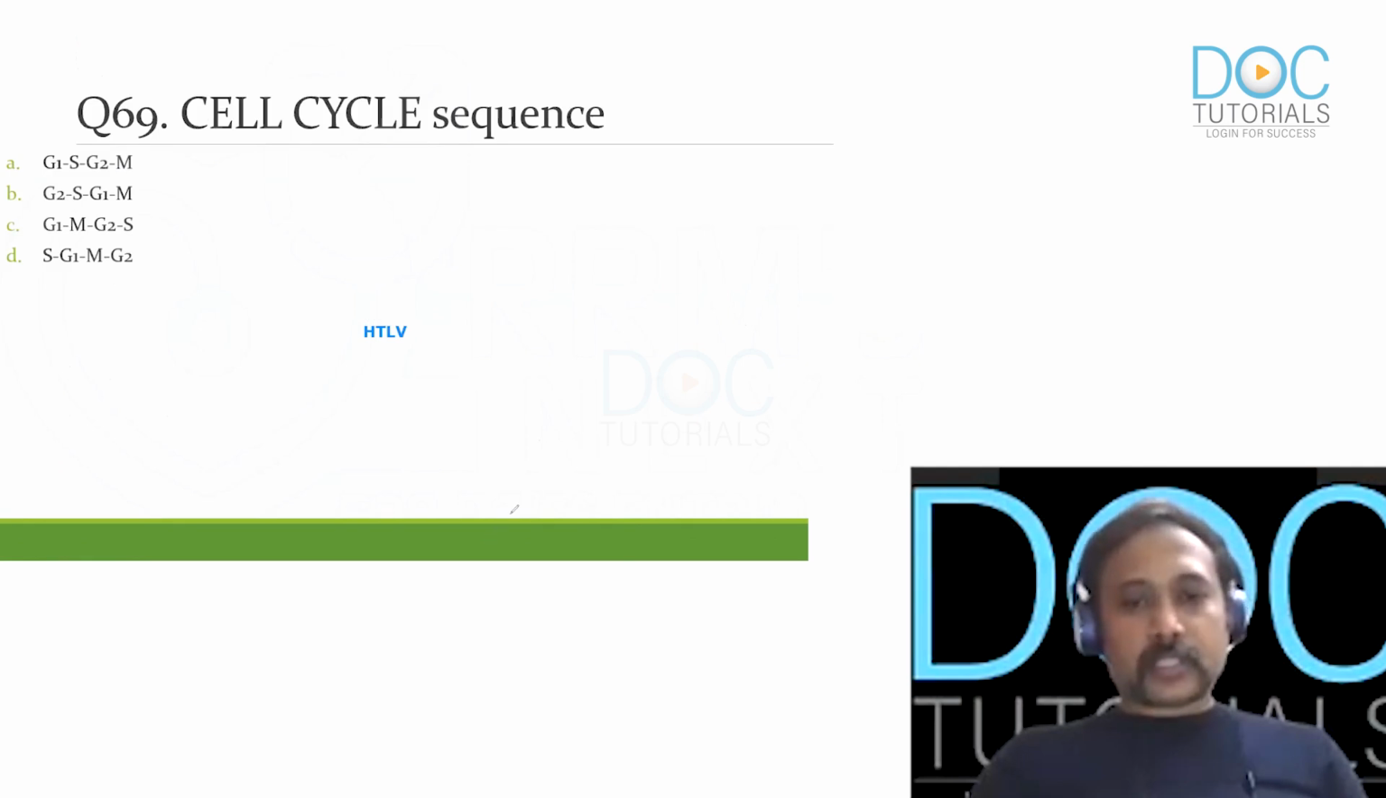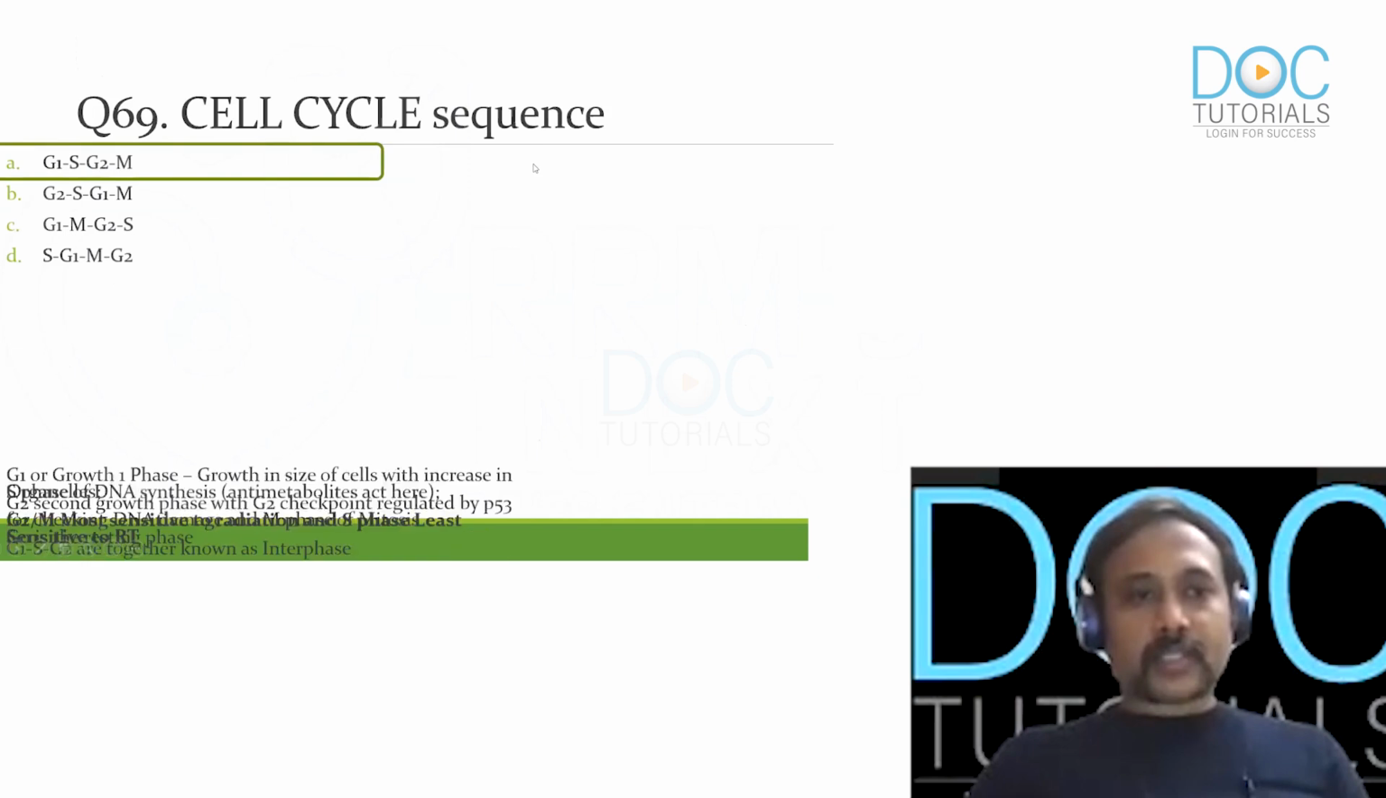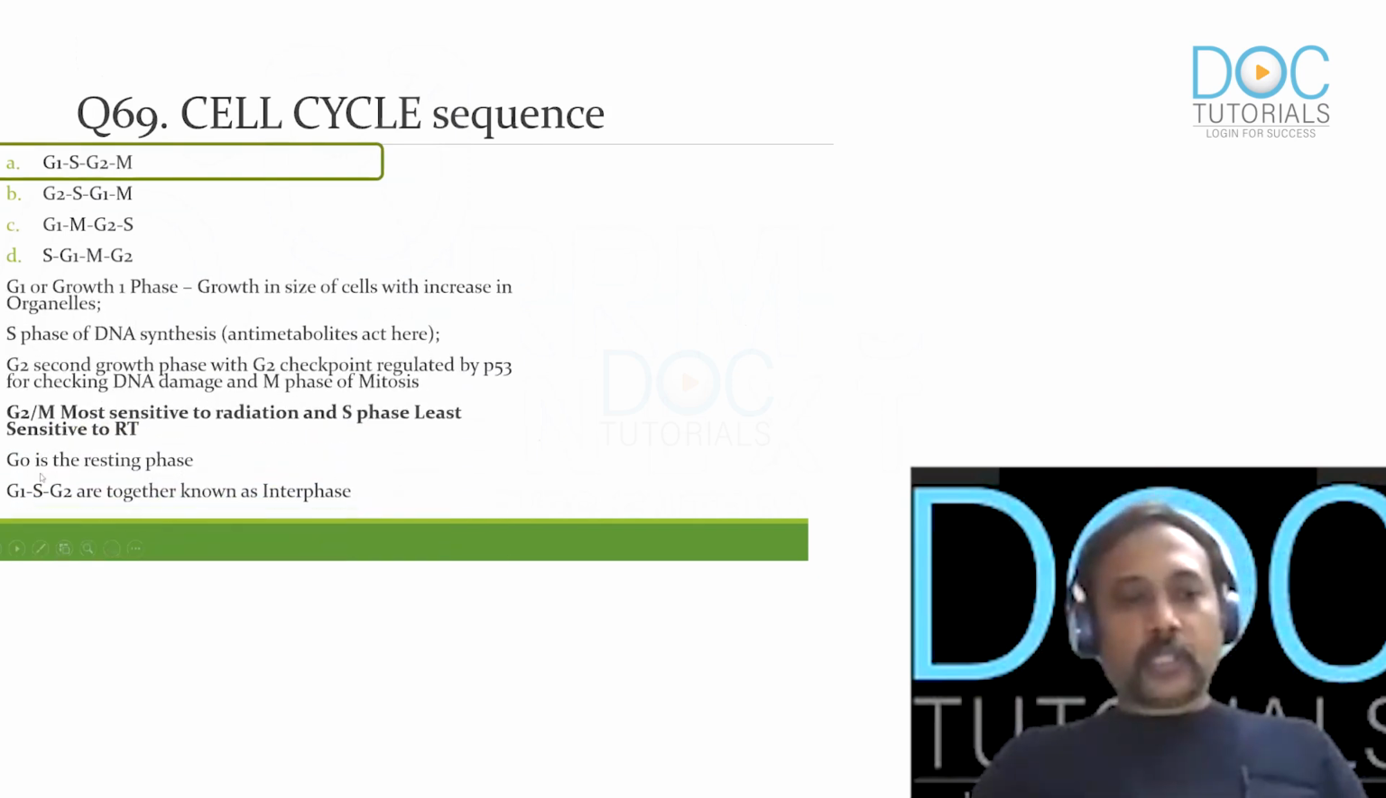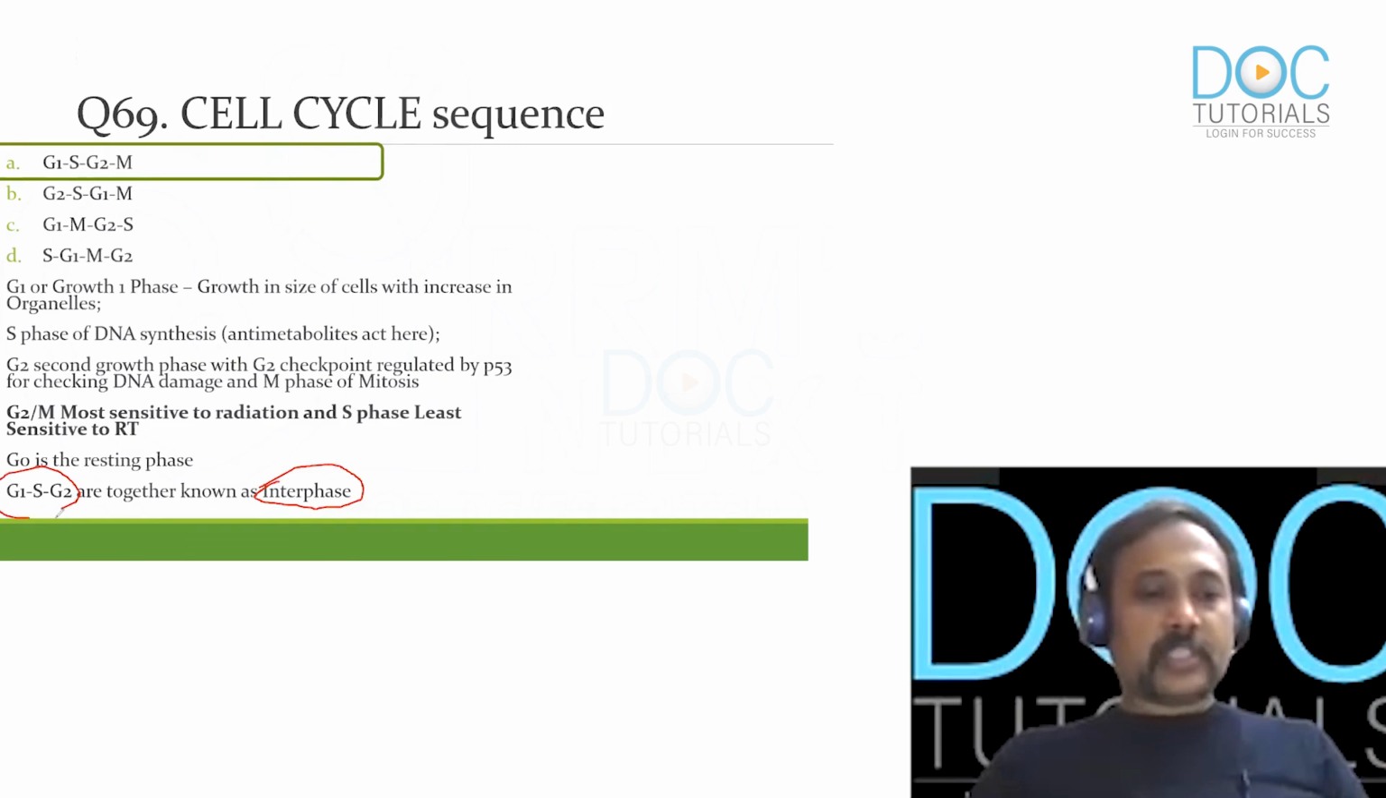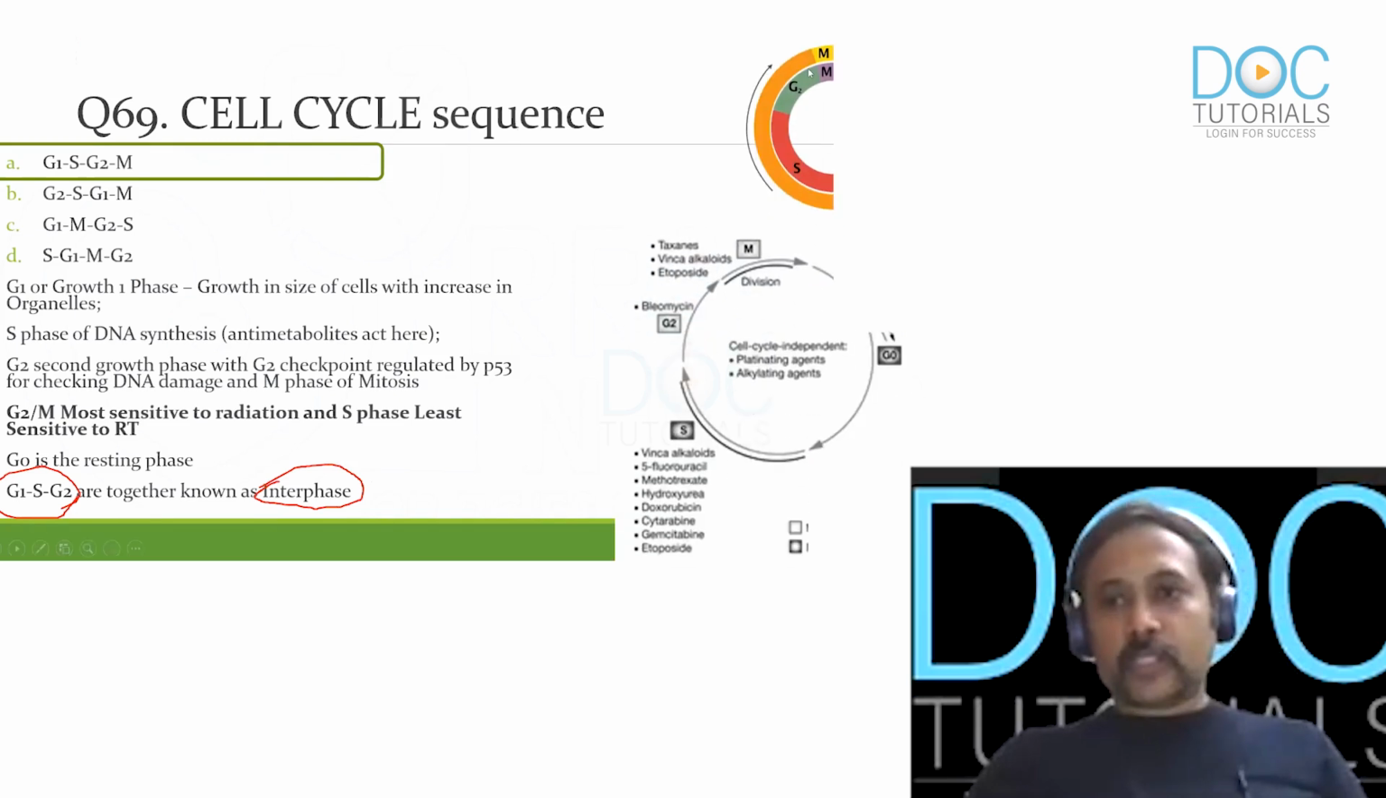So cell cycle sequence, clear cut, everyone knows the answer. It is G1, S and G2, M. Okay, so this question I'm just going to discuss the cell cycle a little bit. We have to know that there is a G0 or a resting phase. And then you have the G1, S and the G2. G1, S and G2 together are known as the interphase, and then it is followed by the mitotic phase. Okay, G0 is the resting phase between the cells.